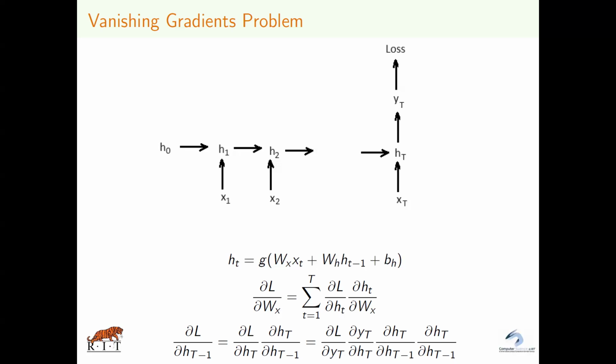Then to calculate the gradient of the last H, we should calculate the derivative of the loss with respect to the upper layer, and so on, until the first H, until H1, because H0 is just initialization.